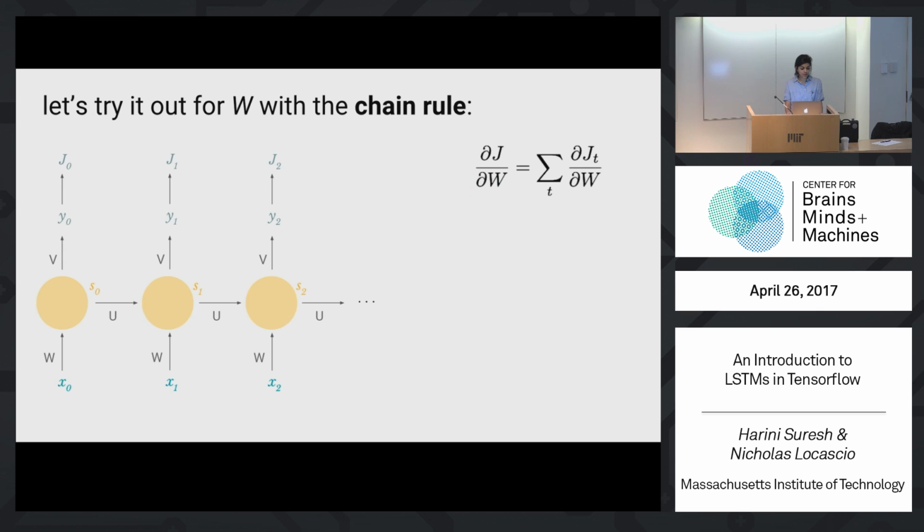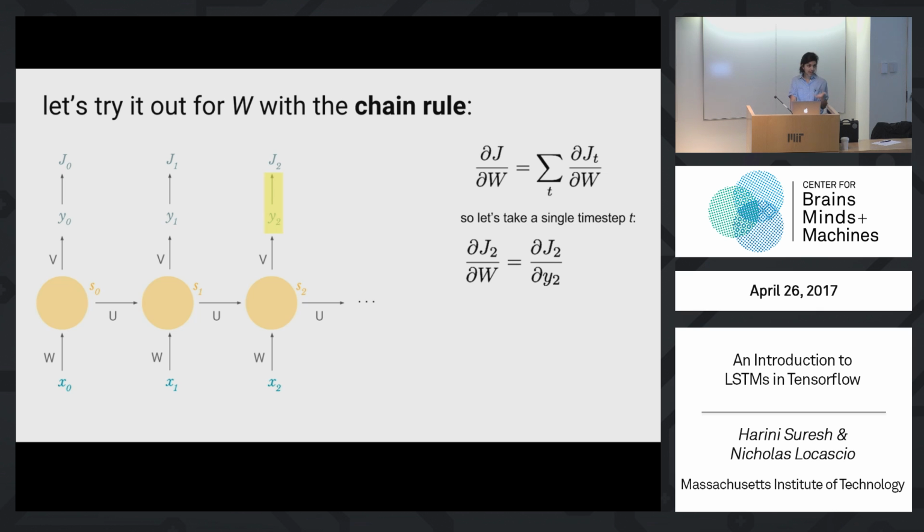Okay, so to go into this, we can just try it out for a particular weight W. So this is just for one parameter. How would we calculate the gradient? We know that the derivative of the loss with respect to W is just the sum of the losses at each time step with respect to W. So we can focus on a specific time step, and then do that for all the time steps and add them up. Let's take time step 2. We want to know the derivative of the loss at time step 2, denoted J2, with respect to W.